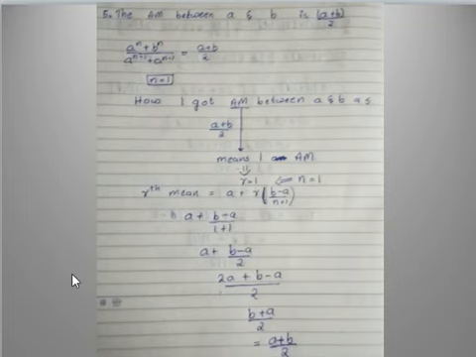Now I am going to multiply A with 2 by 2. I am going to get 2A by 2 plus (B minus A) by 2, and the denominator stays as it is, and I add the numerators. 2A plus B minus A by 2. I get B plus A by 2, which is nothing but (A plus B) by 2. So that's how I got the AM between A and B, and this is how I equated it to the given thing in the question, and this is how I got the value of n, and the value of n is 1.